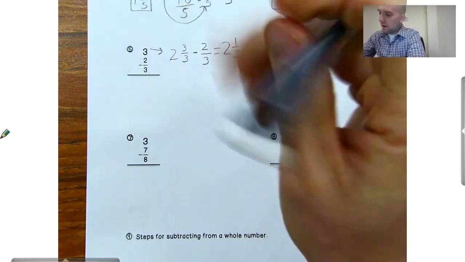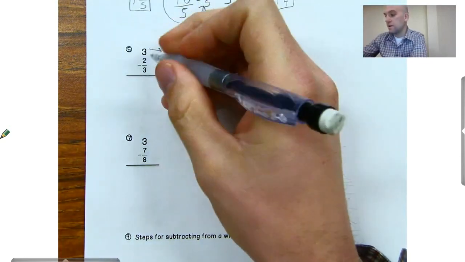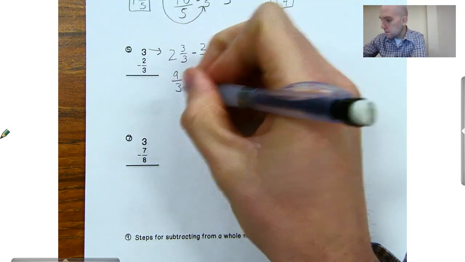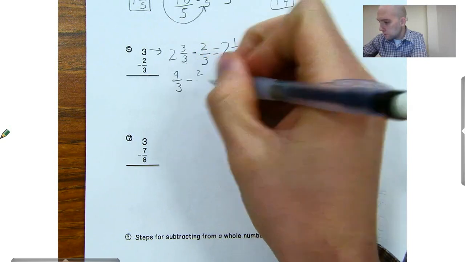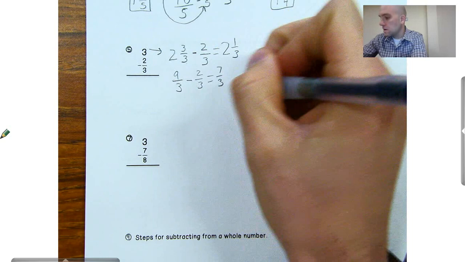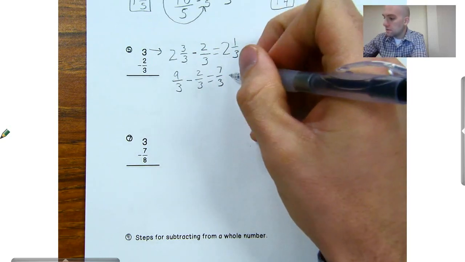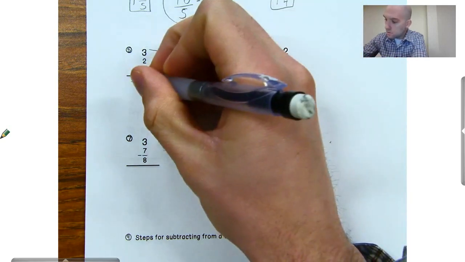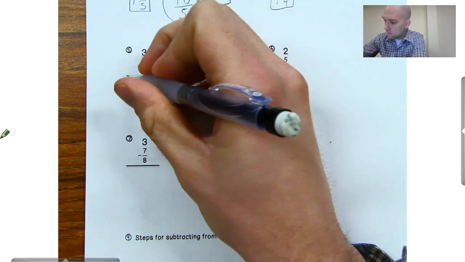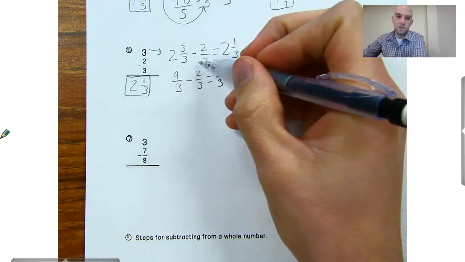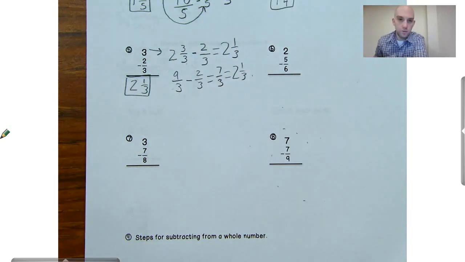If we did it the other way, making 3 into thirds, well, that would give us 9/3 minus 2/3, which would give us 7/3. 3 goes into 7 2 times with 1/3 left over, which would give us 2 and 1/3. So either way, it's 2 and 1/3. This is just a little easier at the end because we don't need to simplify quite as much.